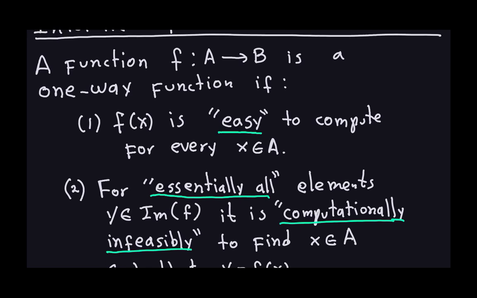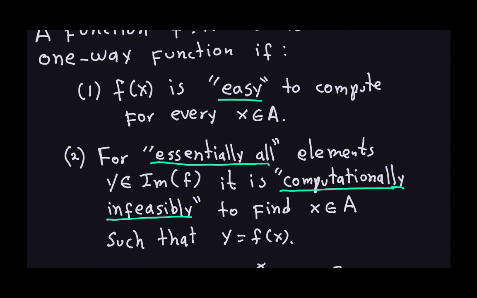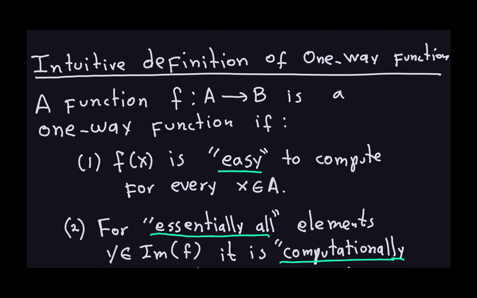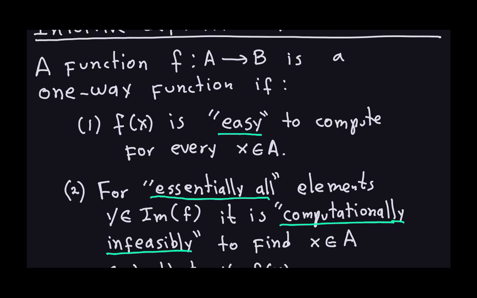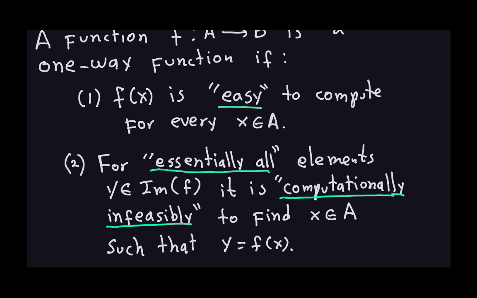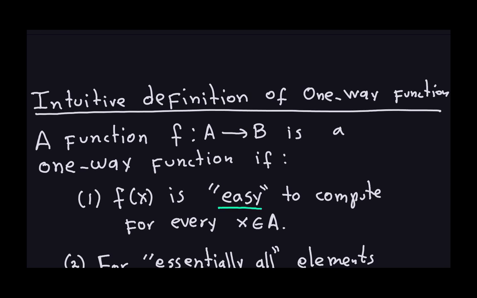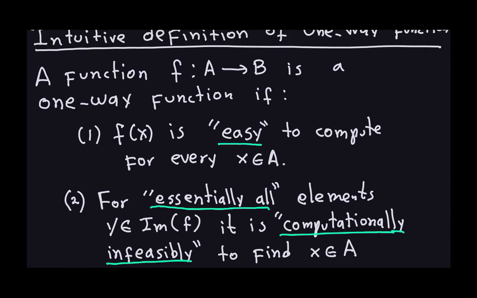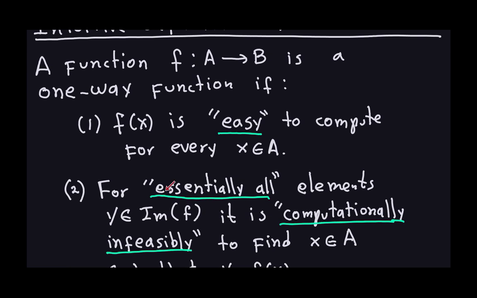And the second condition is probably the most important: for essentially all elements in the image, if you take an element here in the image of B, it is computationally infeasible, in other words hard, to find the x from which it came from. So if I have an output, it will be really difficult to compute where it came from. For essentially all, I will explain in a little more detail what this essentially all means.